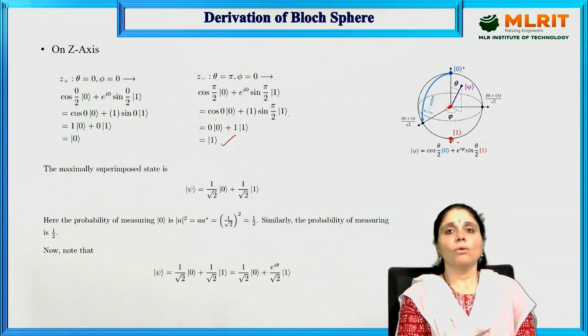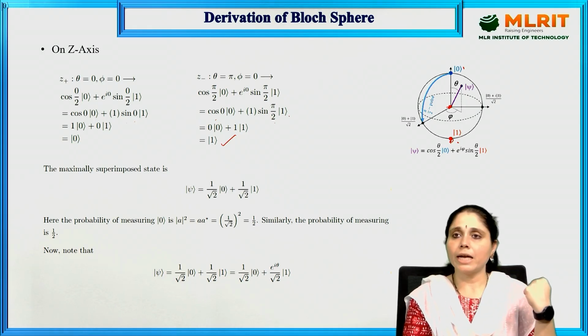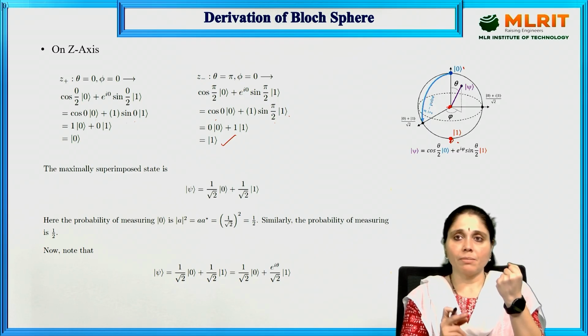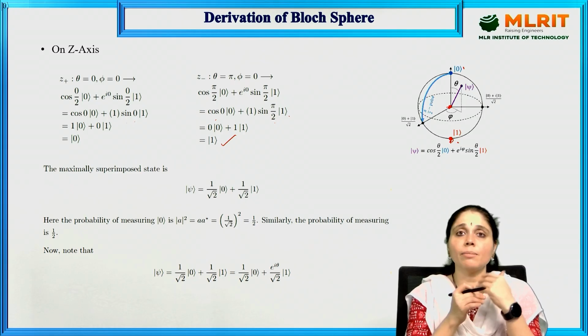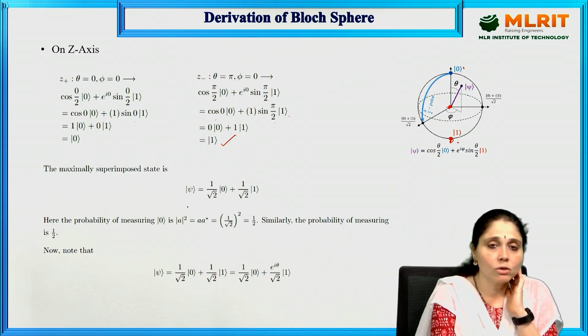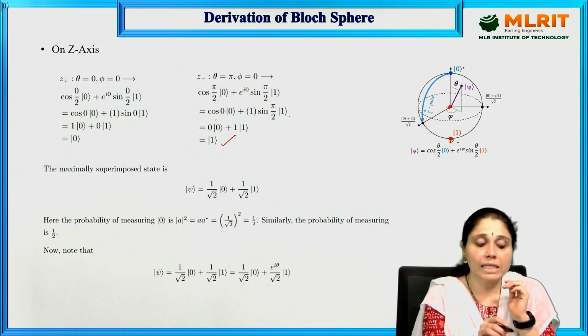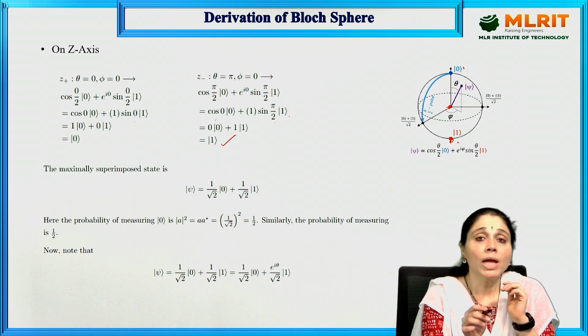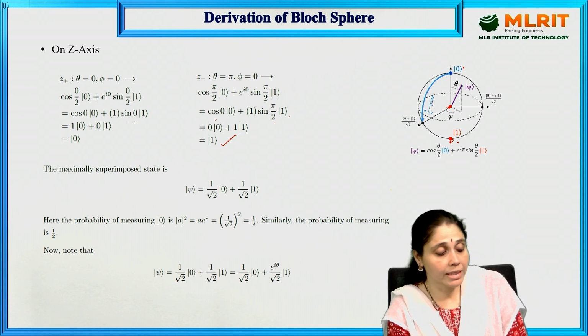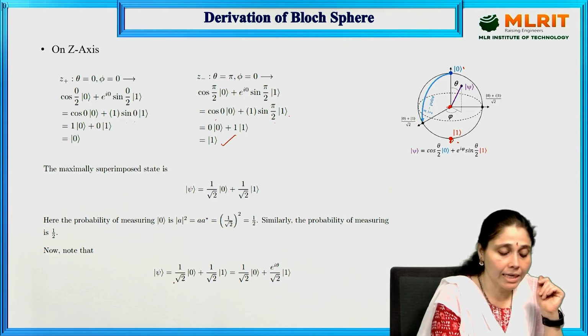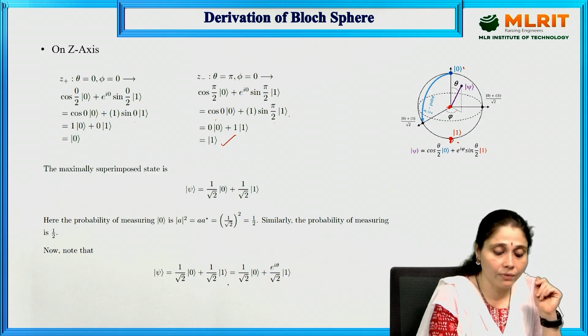So from the 6 identities, x plus, x minus, y plus, y minus, z plus, z minus, what is the maximum value that we have obtained here? The maximum is psi equal to 1 by root 2 ket 0 plus 1 by root 2 ket 1. Here the probability of measuring ket 0 is the modulus of a squared, which is a into a. That is 1 by root 2 whole squared, that is equal to 1 by 2. Similarly, the probability of measuring ket 1 is 1 by 2. We know that psi is 1 by root 2 ket 0 plus e power i theta by root 2 into ket 1.